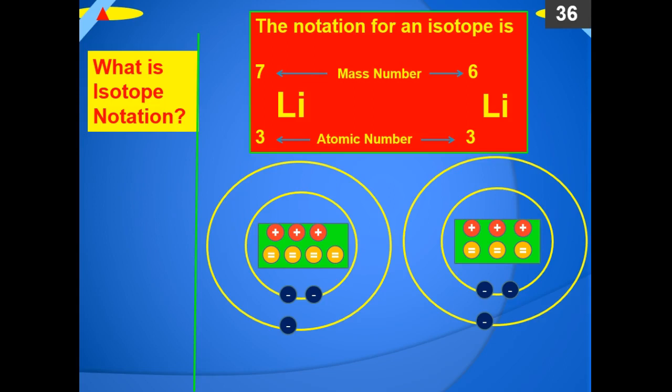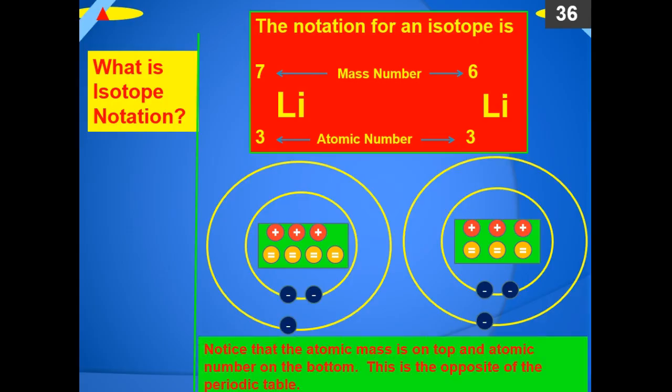So these are both lithium atoms. One of them has a mass number of 6 because it has a total of 6 protons and neutrons. The other one has a mass number of 7 because it has 7 total protons and neutrons. The atomic number stays the same. That indicates that it is lithium because it has exactly 3 protons. It has to have 3 protons, otherwise it's not lithium. So that's the notation you would use for an isotope.